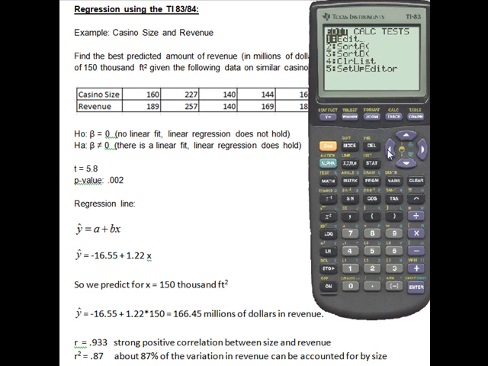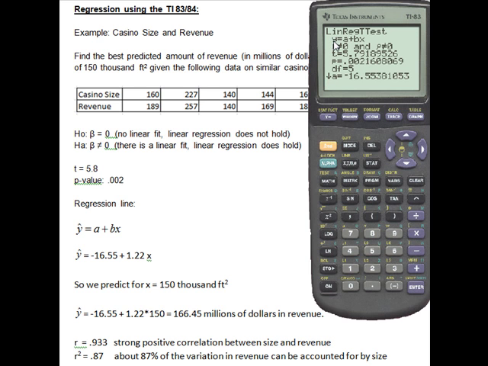Next we go to STAT, TESTS, and we go up to LinRegTTest. That's linear regression. Hit enter. Now x, the casino size, is in L1, y, the revenue, is in L2, frequency 1 for each, and then we have beta or rho. Rho is the correlation coefficient. Well, that's not equal to 0, the alternative hypothesis. So let's calculate. Go down to Calculate, hit enter.